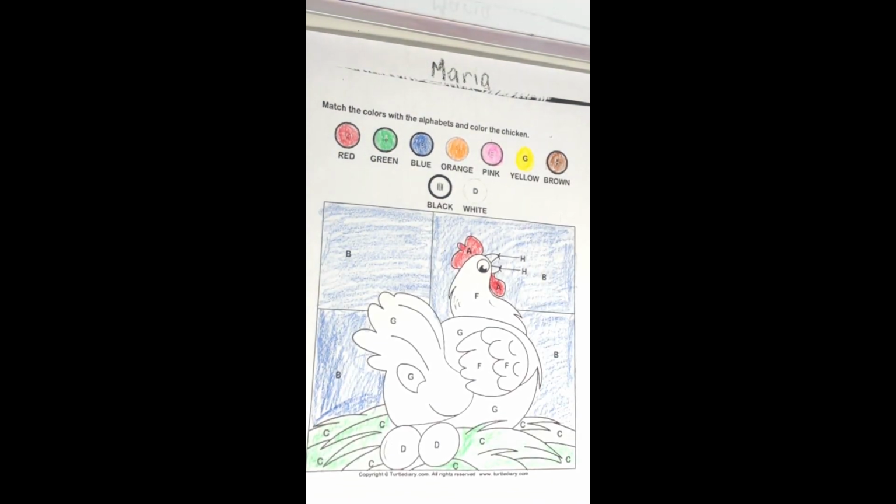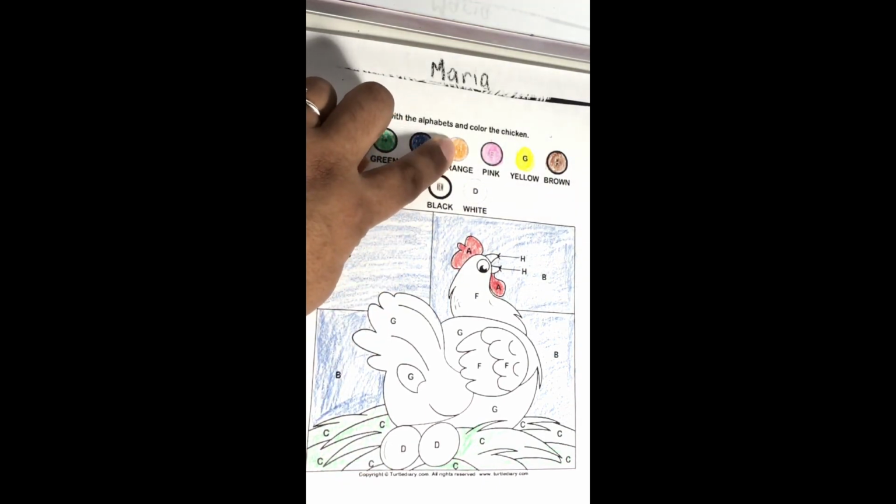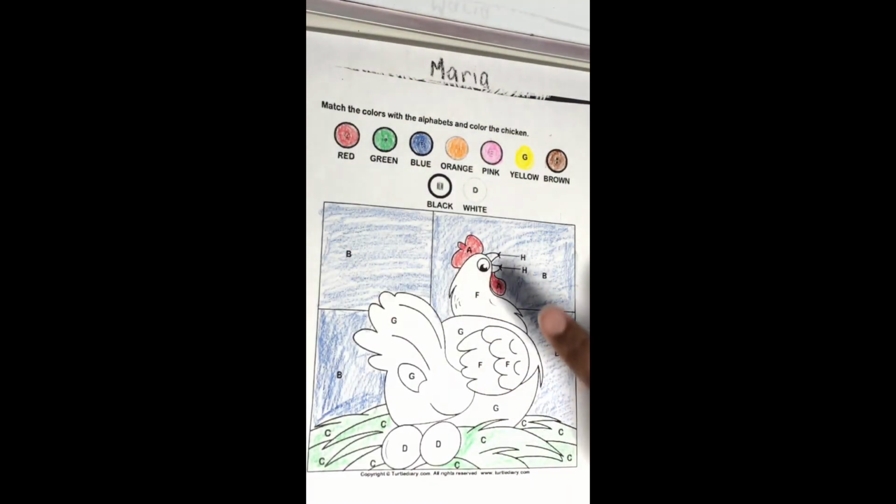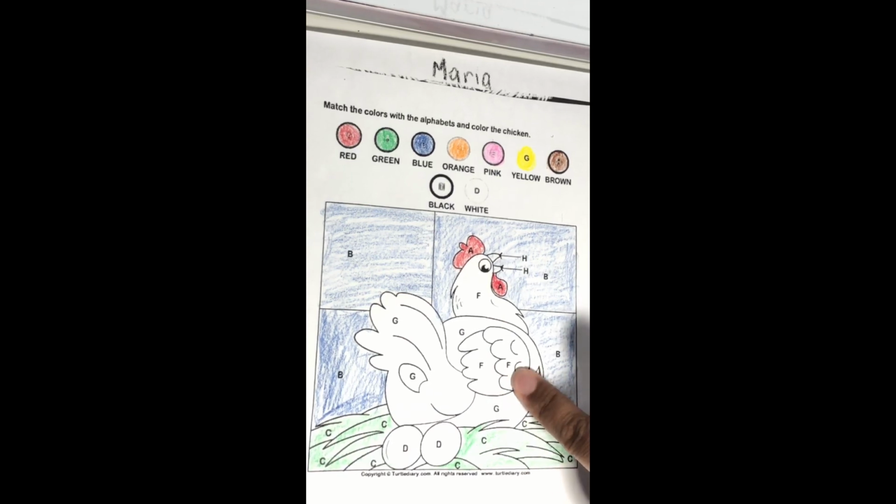Now, the next letter is F, which is this one right here. And F is telling us to color it orange. So let's go ahead and count how many Fs we have so we don't get confused. Have one here, 2, and 3. So those three things, the feathers and the neck, we're gonna color it orange. So go ahead and color that.